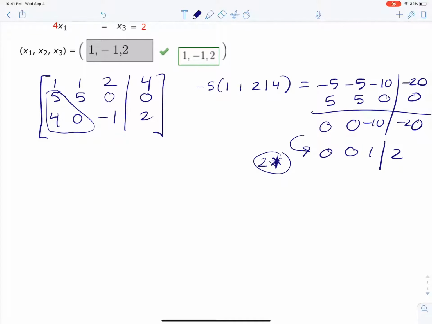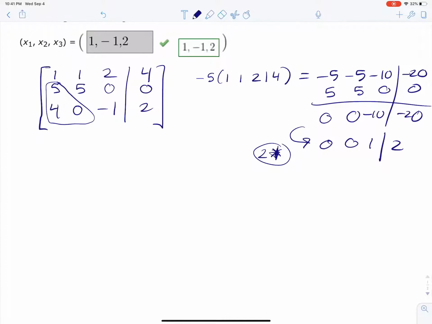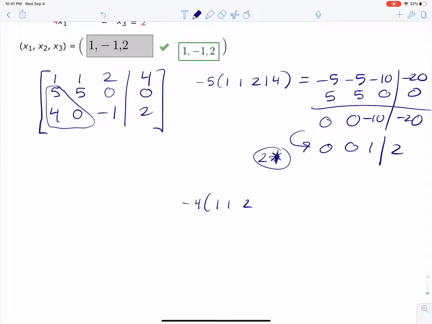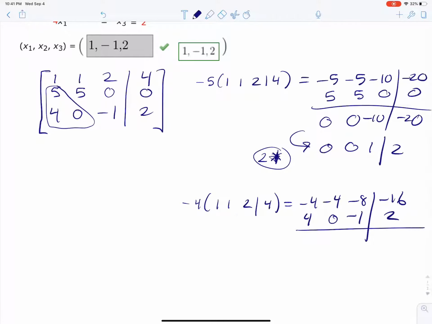Now I'm going to get rid of this 4. So what's the opposite of 4? Negative 4. So I'll do the same type of thing. So negative 4 times 1, 1, 2, 4. I'll get negative 4, negative 4, negative 8, negative 16. I'll take this third row, put it beneath it. 4, 0, negative 1 and 2. I get 0, negative 4, negative 9, negative 14. That equation is irreducible. I can't really simplify it.